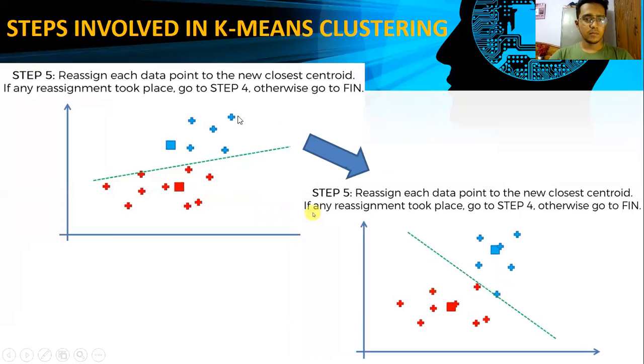Now again, back to square one, we can see that the centroid points have shifted. We again need to calculate the Euclidean distance of each and every point from the centroid and again divide them into 2 different categories.